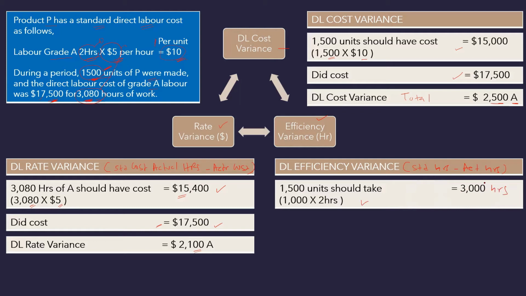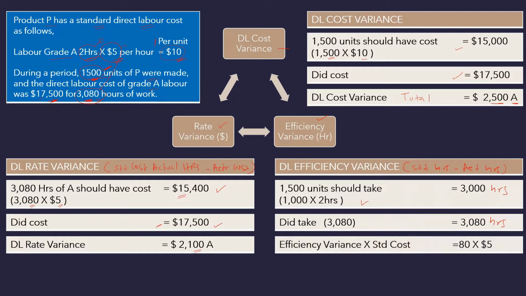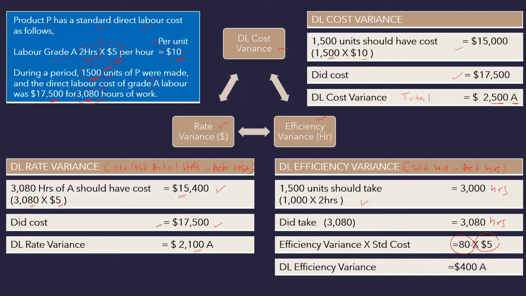But how many hours were used? It did take 3080 hours. So what is our variance? So 80 hours were used more than the budget. Okay, so therefore, at standard cost, the efficiency variance is 80 hours, and we should have incurred $5 per hour on this 80 hours difference of efficiency. So the total direct labor efficiency variance is $400.